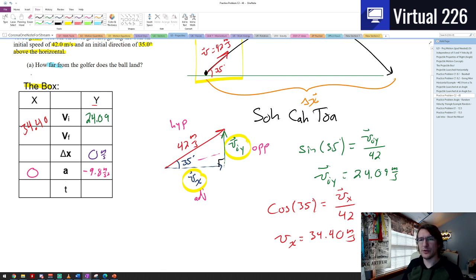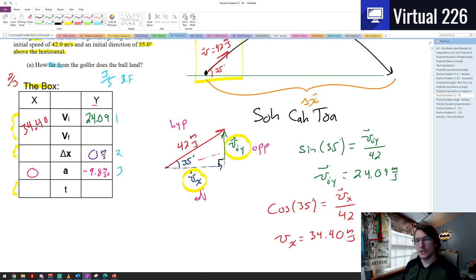So let's see, what can we do now? Well, for the box, I need to have 2 out of the 3 known things, which is velocity is 1, delta x is another, and time is the third. I only have 1 of them right now. But I know that on the right side, the y, I just need 3 out of 5 to use my best friend. And I have that. I've got 1, 2, 3.